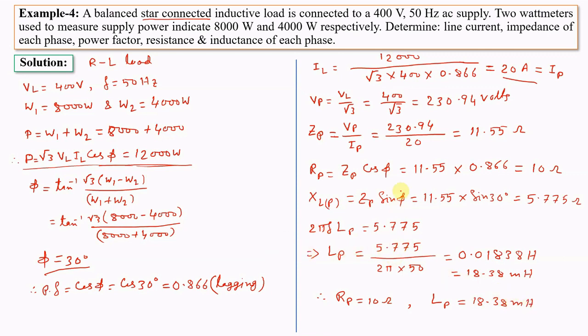The other values are: the line current is 20 ampere, we have calculated. Impedance per phase, that is the Z phase, is 11.55 ohms. Power factor we have already calculated, 0.866 lagging, and the resistance and inductance per phase of the three-phase load. So this is the complete solution of this question.